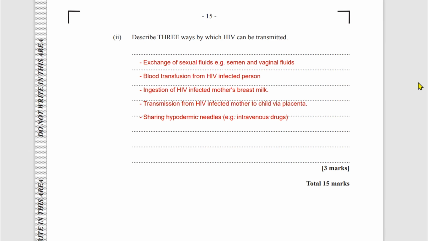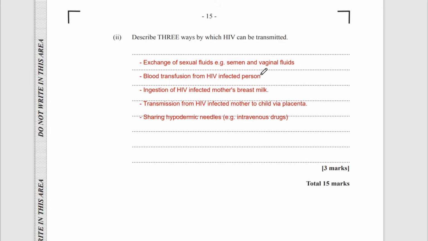Alright, and here we have a relatively easy one. Describe 3 ways by which HIV can be transmitted. There's 3 marks, so 1 mark for each. First one is through sexual intercourse, exchange of sexual fluids. For example, semen and vaginal fluids, all of these here can transmit HIV.